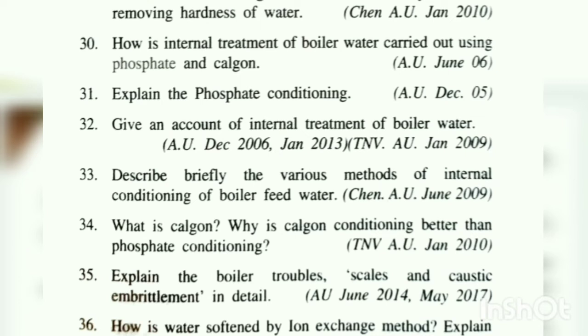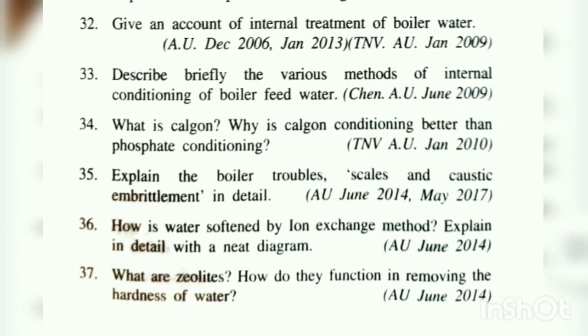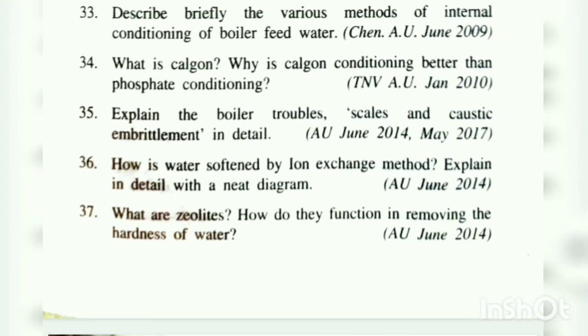32, give an account of internal treatment of boiler water. ரொம்ப important one. Okay, internal treatment. Then 33, describe briefly the various methods of internal conditioning of boiler feed water. 34, what is calgon? Why is calgon conditioning better than phosphate conditioning?